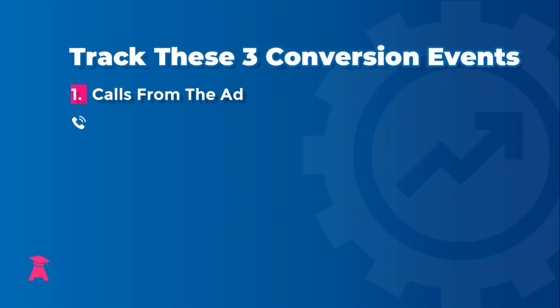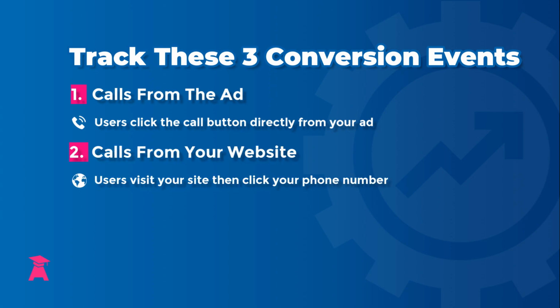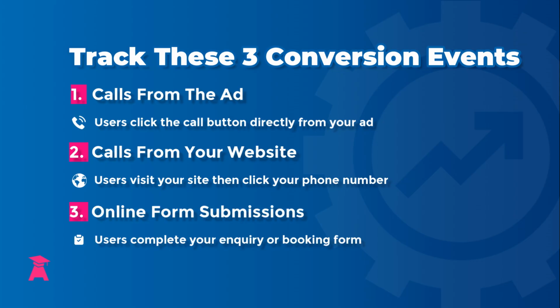You basically want to be tracking 3 different conversion events. The first is people who are clicking the call button straight from the ad. The second is people who go to your website and then click on the phone number. And the third is people filling in an online form. Let's go into this Google Ad account. I'll show you what it looks like.